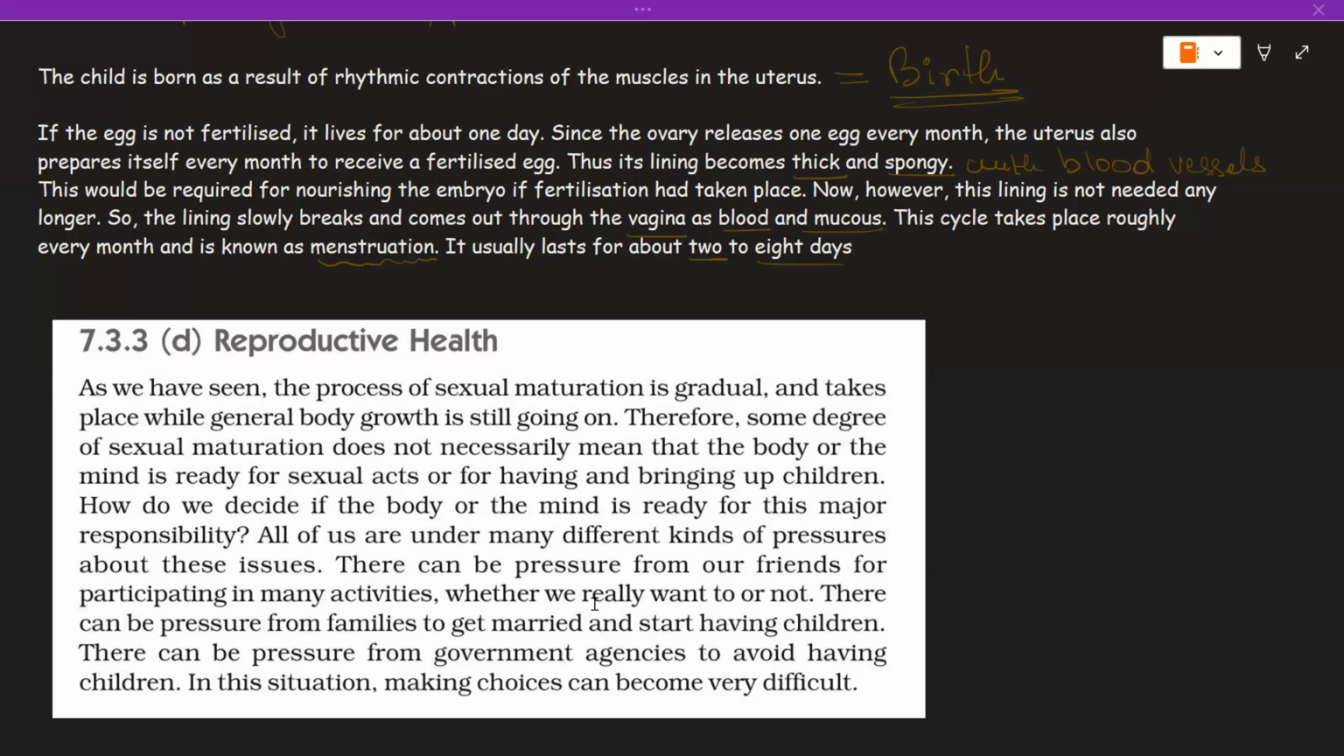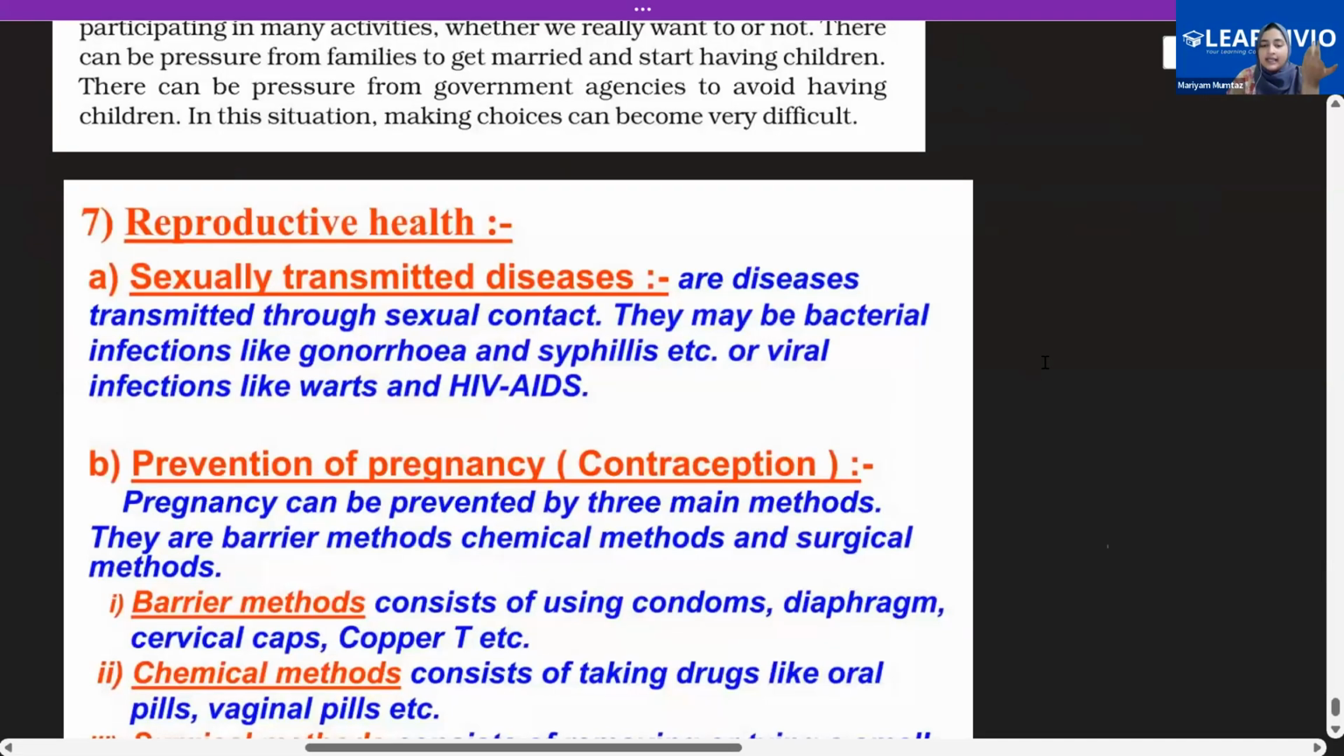Ma'am, it is important because the upcoming generation should be healthy, and also to spread awareness, so that no one would do anything that is wrong or unhealthy, right? So to spread awareness, the thing is there.